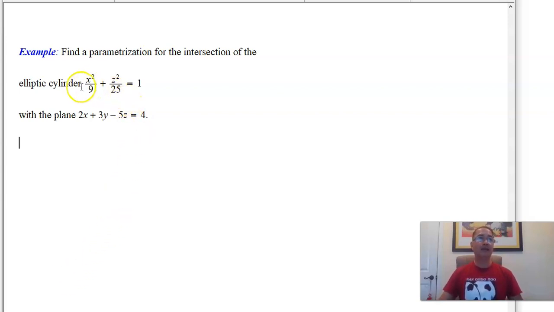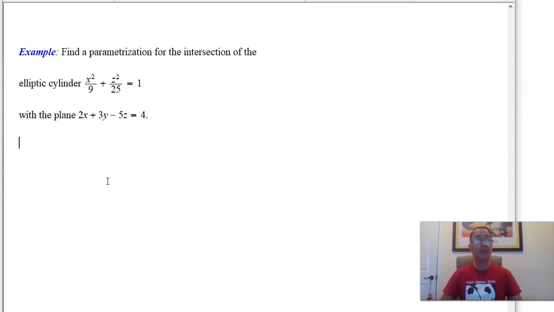We're going to keep that elliptic cylinder that we just saw, and we are going to find the parametrization for the intersection of that cylinder with a plane, 2x plus 3y minus 5z equals 4. When you take that cylinder and cut it with a plane, you will get something that also looks like an ellipse, except it is tilted.